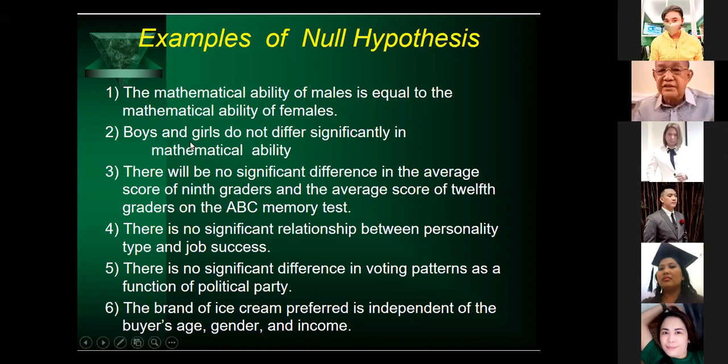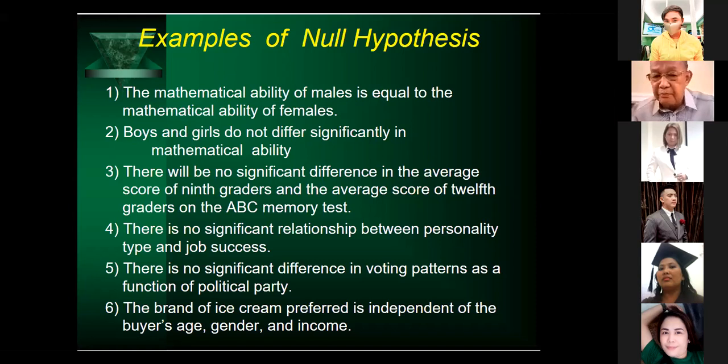Second, look. Boys and girls do not differ significantly in mathematical ability. So, no significant difference. Okay? Yun yung second stem. Ganon din yung number 3. Iba lang yung statement. There will be no significant difference in the average score of the 9th graders and the average scores of the 12th graders on the ABC memory test. No significant relationship, same stem. No significant difference. Tingnan niyo yung number 6. The brand of ice cream preferred is independent of buyer's age, gender, and income.